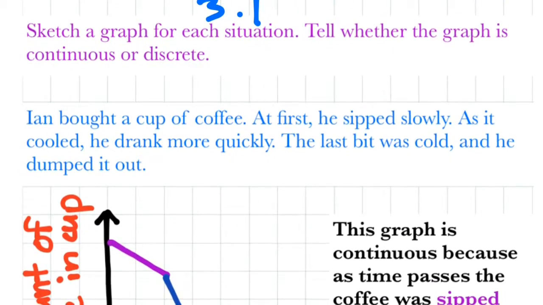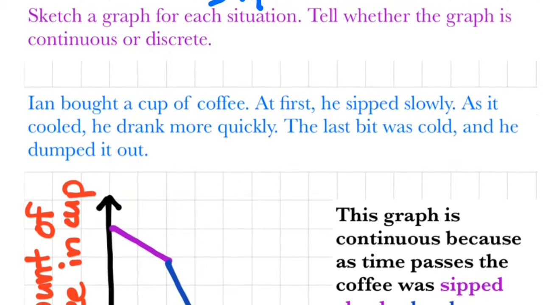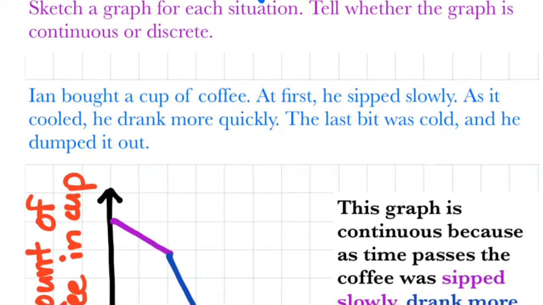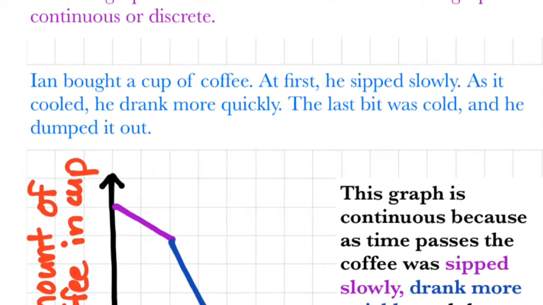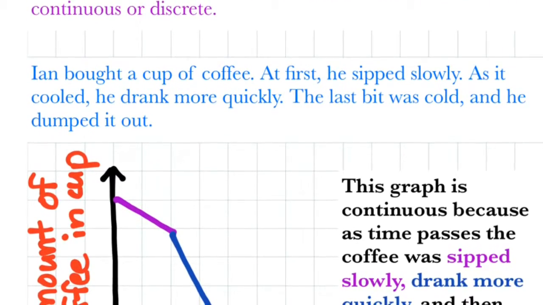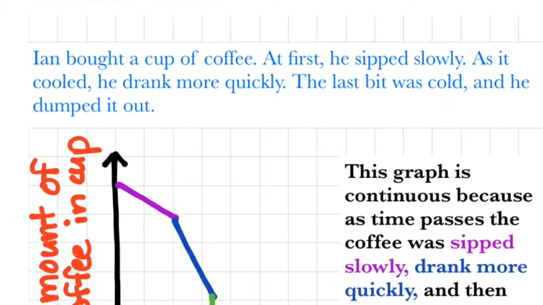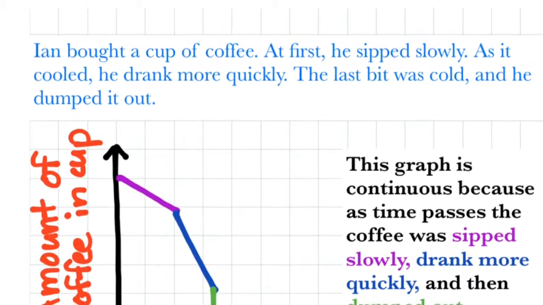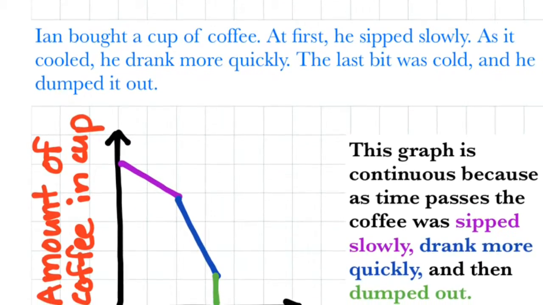Another example of 3.1: Ian bought a cup of coffee. At first, he sipped slowly. As it cooled, he drank more quickly. The last bit was cold and he dumped it out. So it's a graph with time and the amount of coffee in the cup, but this graph is not discrete. It's continuous because he sipped slowly, drank more quickly, and then dumped it out. So it starts from up and goes down.